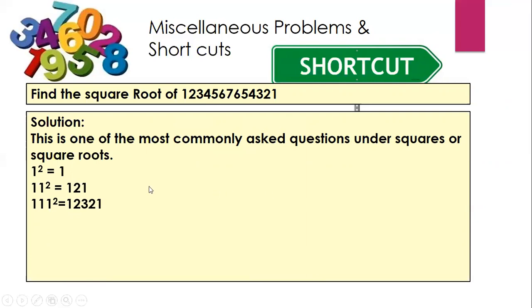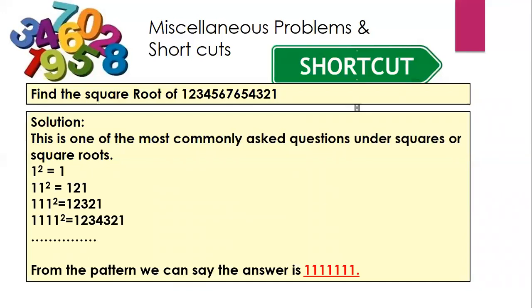So what will be 1111 square? It means 1234321. So now we know the pattern, so we can say it is going till 7. Our answer will be 7 ones. With the same reverse logic they can also ask what is the square of this, and the answer will be 12345678987654321. Based on the pattern, we need to find the answer.